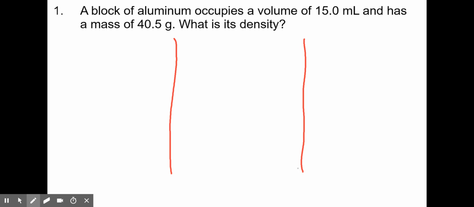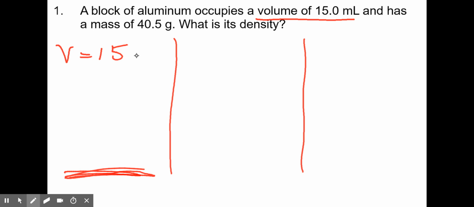We're going to read the problem. And in this first section here, you're going to list what you're given and what you don't know. So it says a block of aluminum occupies a volume of 15 milliliters. So that's the first thing we know. It says V equals 15.0 milliliters. I apologize for my handwriting, but the way I have to hold my screen to get my pen to work, it makes it a little hard to do.